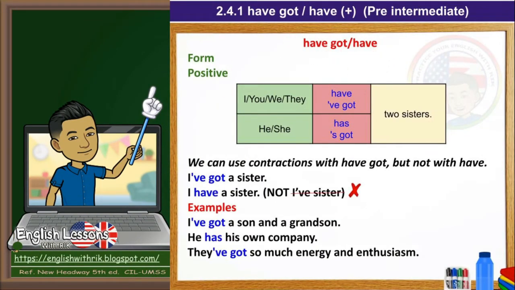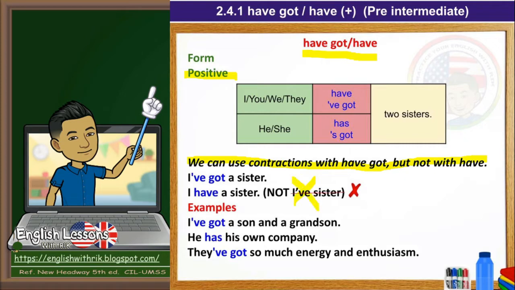Have got and have. Form. Positive. I have two sisters. You've got two sisters. He has two sisters. She's got two sisters. We can use contractions with have got, but not with have. I've got a sister. I have a sister.